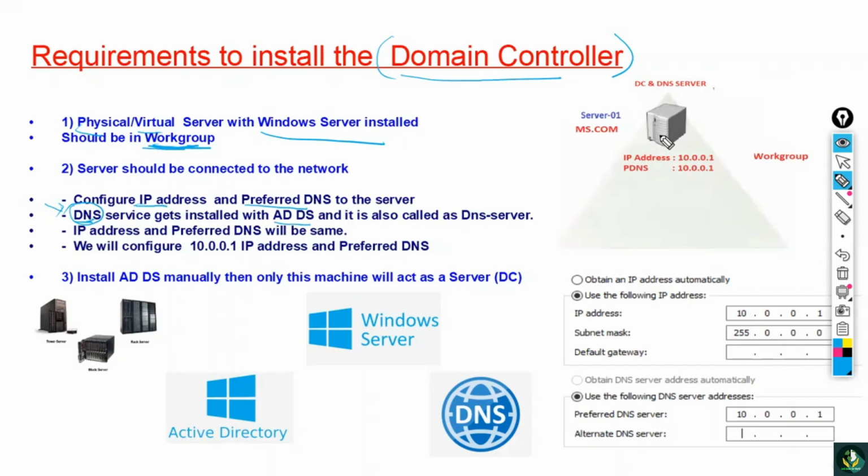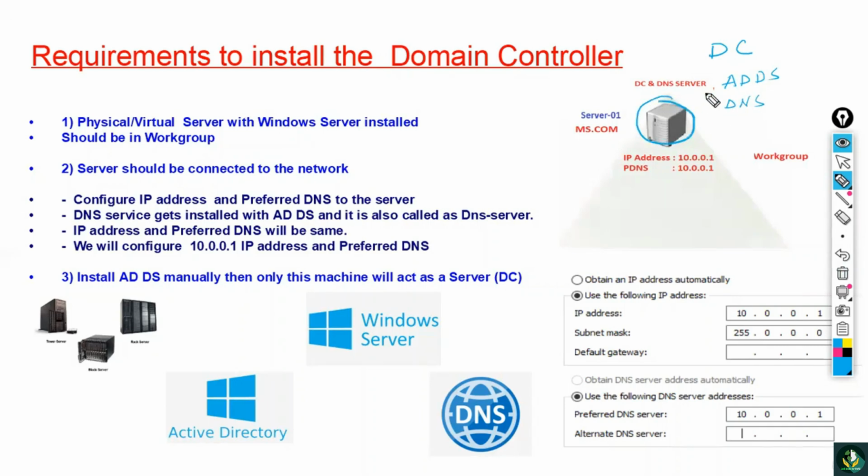So to make any computer a domain controller or DC, we need to install Active Directory Domain Services. When we install Active Directory ADDS, this DNS service will get installed automatically. It is also called the DNS server. So guys, remember one point: we want to make one server a domain controller, so we need to install Active Directory Domain Services. When we install ADDS, the DNS server will be installed on the same machine.